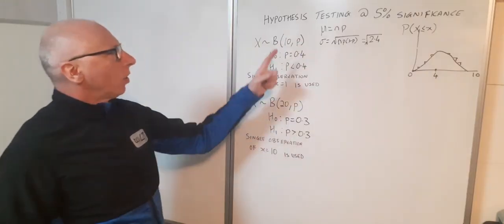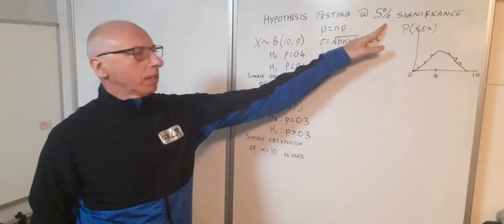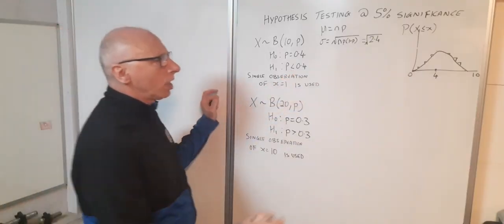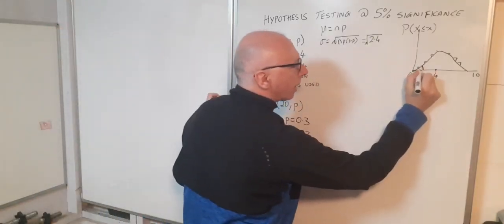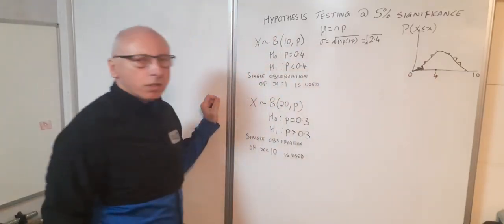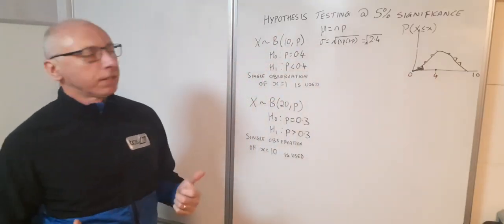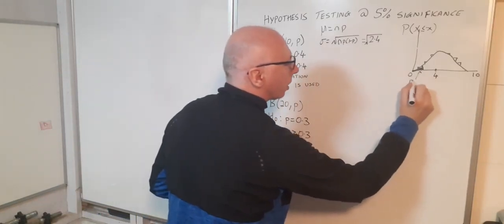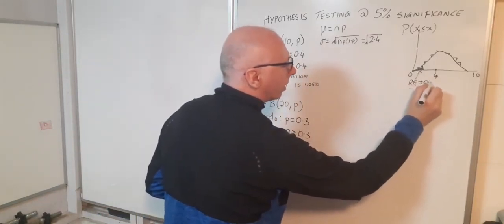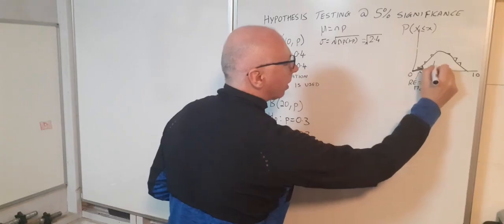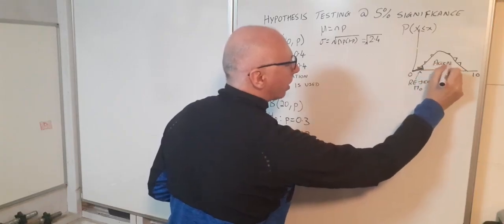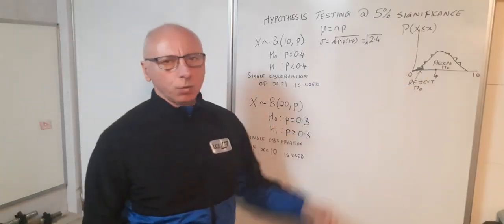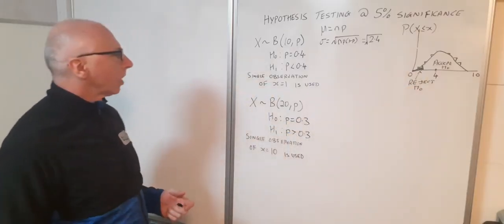So what we're looking for is a hypothesis test at 5% significance, where the probability is less than 0.4. So what we're interested in is this bit here to be 5% or less than 5%, ideally. This is what's called the rejection region. Here we reject the null hypothesis, and here we accept the null hypothesis. So we've got to find out where our probability falls in that sketch.